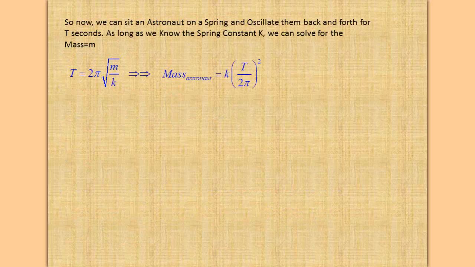Let's continue. So now we can sit an astronaut on a spring and oscillate them back and forth for T seconds. As long as we know the spring constant, we can solve for the mass of the astronaut. So our equation says our T seconds of oscillations is equal to 2 pi times the square root of m over k. And if we solve for mass, we get mass of the astronaut is equal to k times the quantity T divided by 2 pi squared.